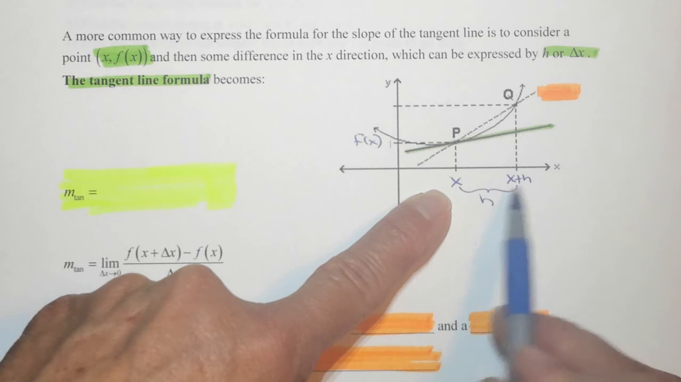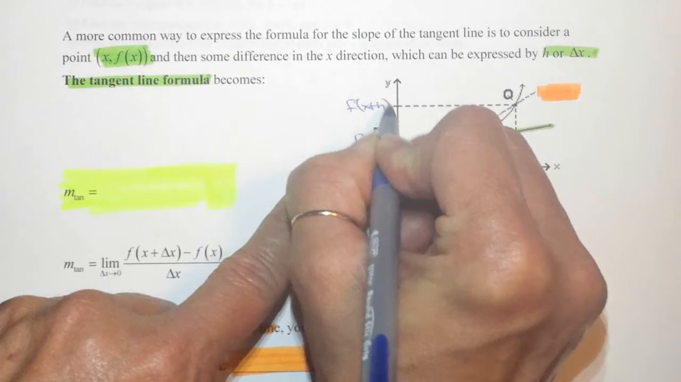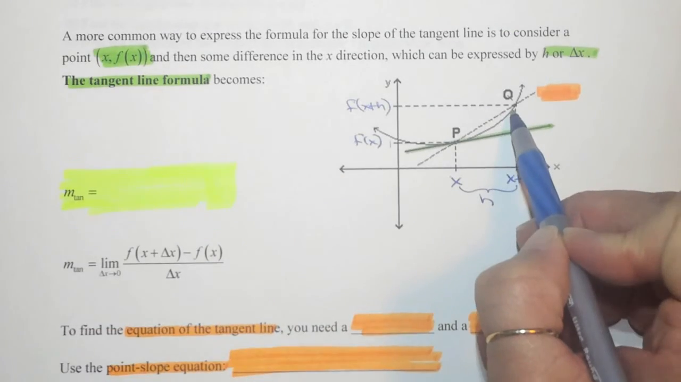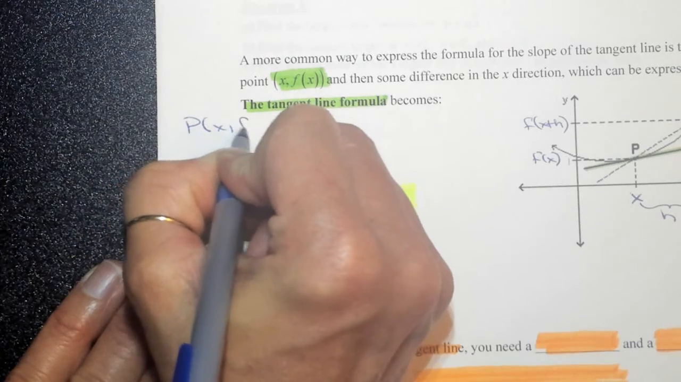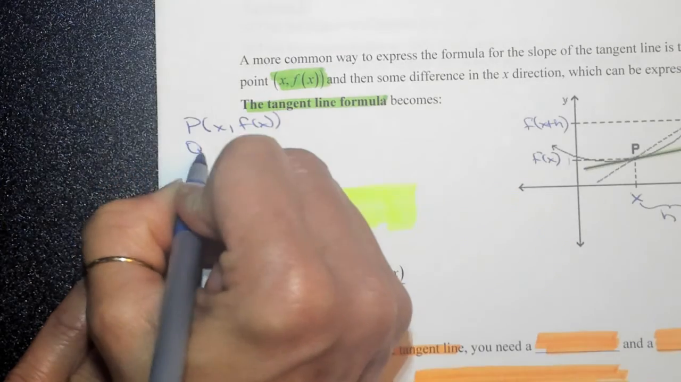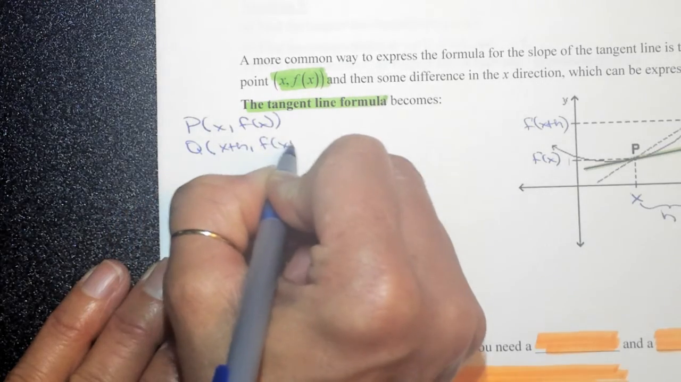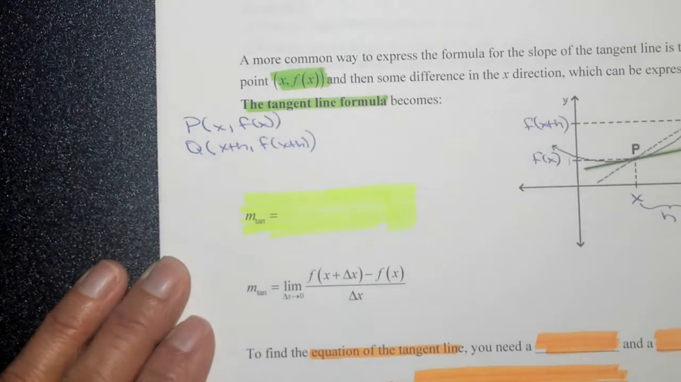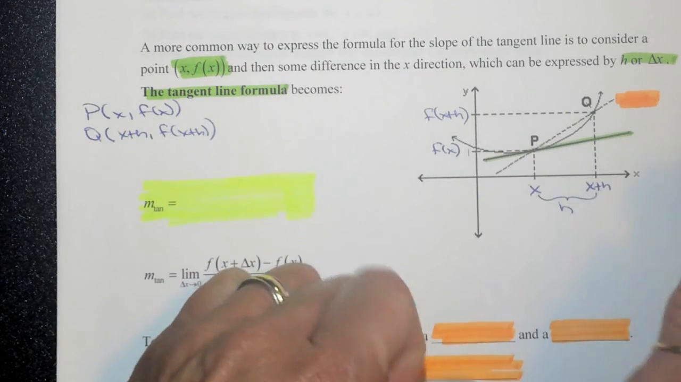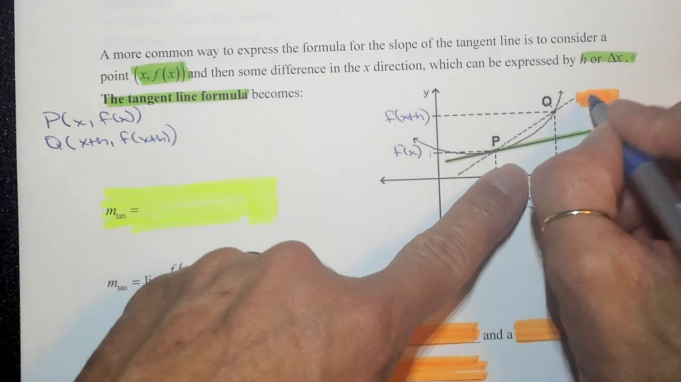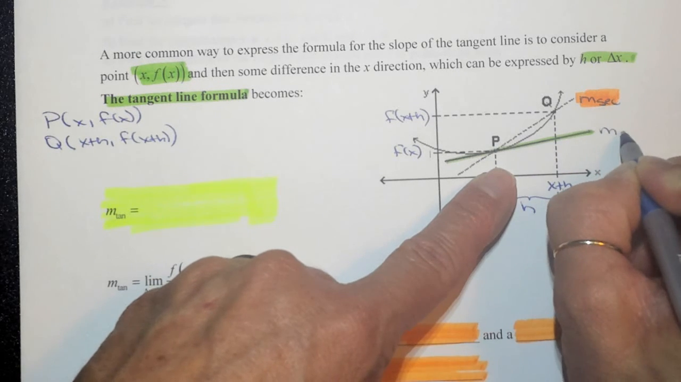Okay, so now what we have is the point x plus h, and then this would be f of x plus h. So that would be point Q. So we have point P, which is x, f of x, and then we have point Q, which is x plus h, and then f of x plus h. Okay, and what we want to do is decrease the distance between these 2 points. So this is the slope of the secant line, and we want the slope of the tangent line.